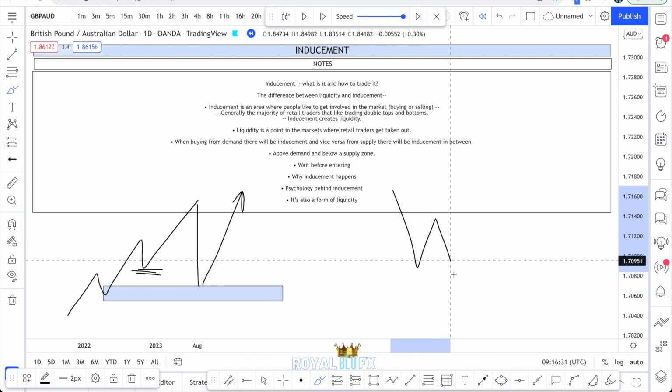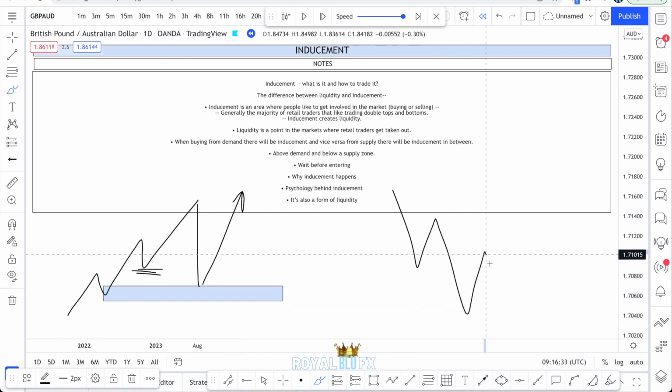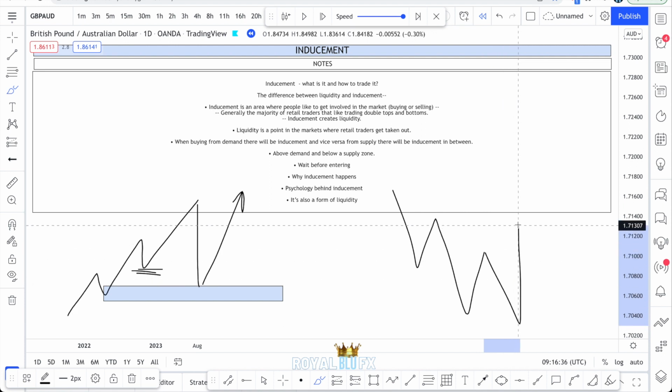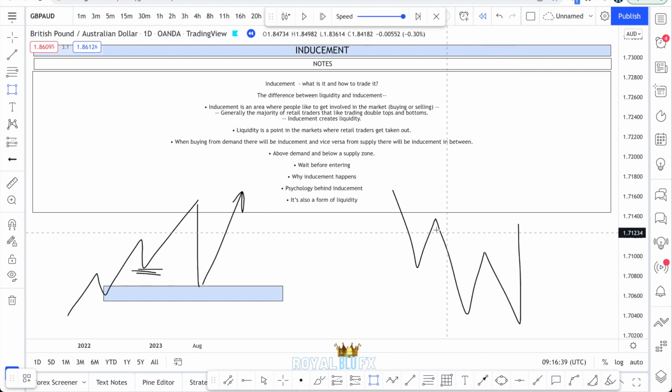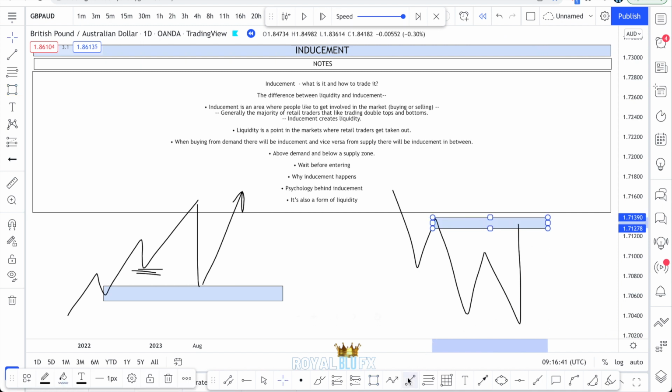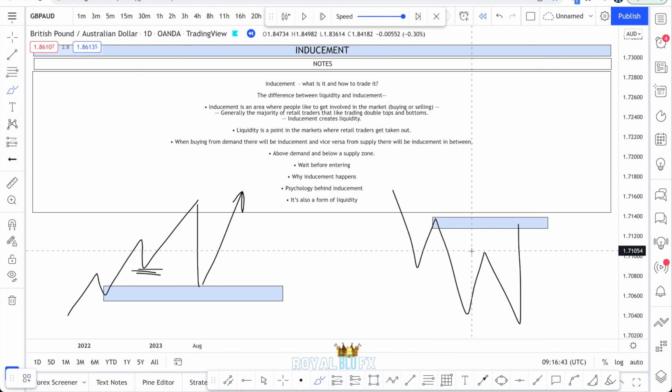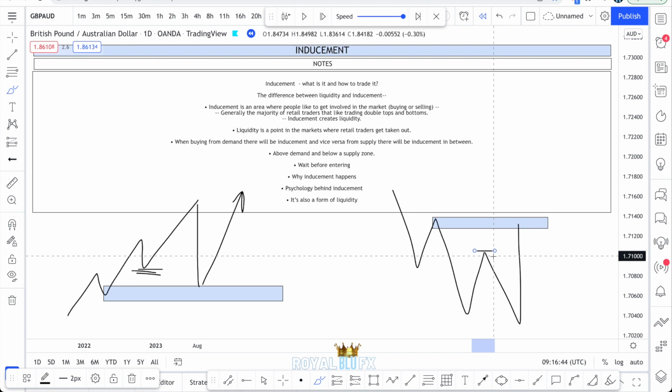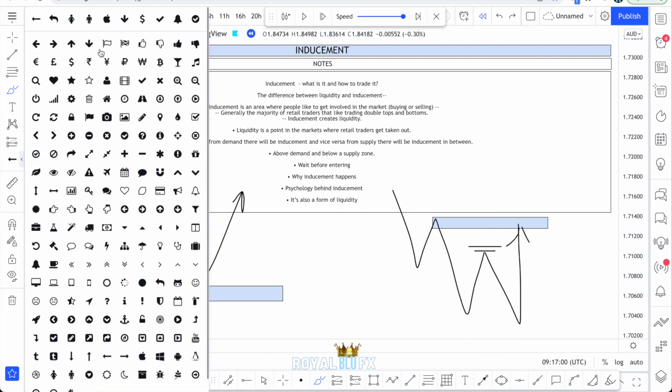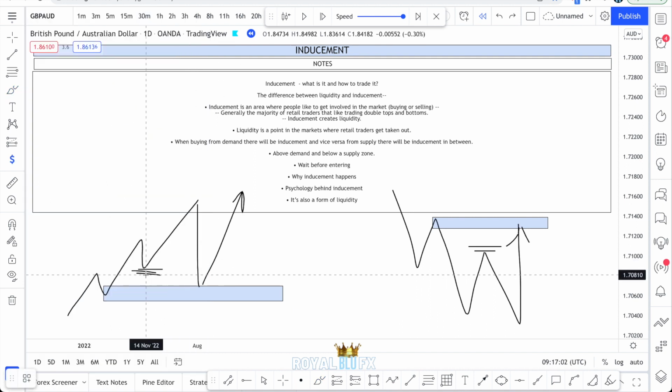When prices are going down, people are selling way too early, prices retrace back like this to an area of supply, and then we look for the sellers to be taken out here, the ones that sold way too early. In the sense, this is inducement. In a sense, it's also liquidity, because prices come out and take out this area where all the stop losses were up here.